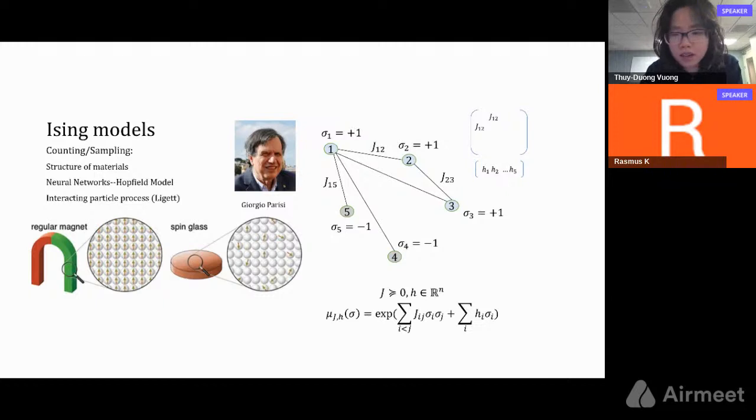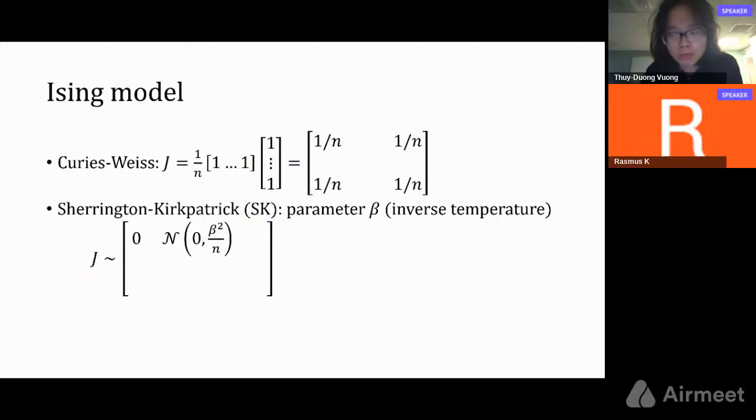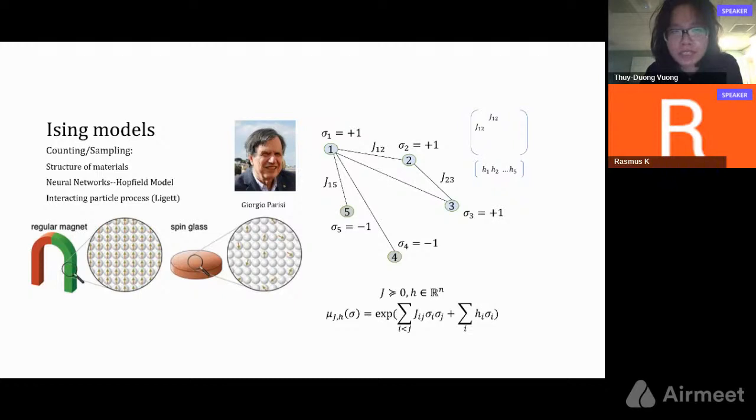For this model, what we care about is to sample from it or to approximate the partition function, which is the sum of mu of sigma over all configurations sigma. This task of sampling or approximating the partition function is important in physics and also has application in other fields such as the study of social networks and social choice.